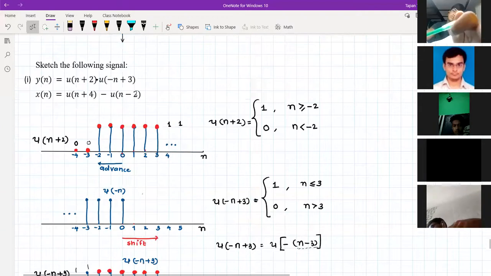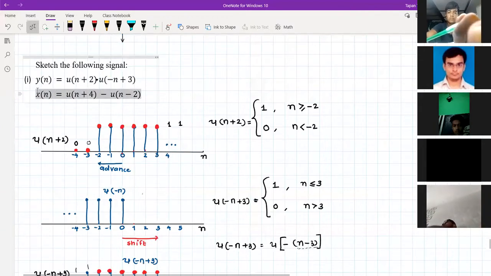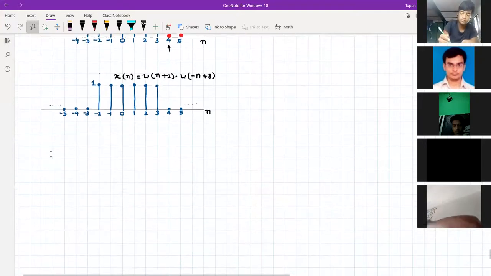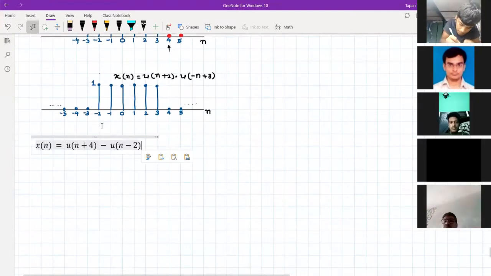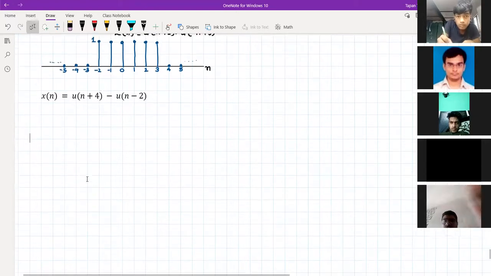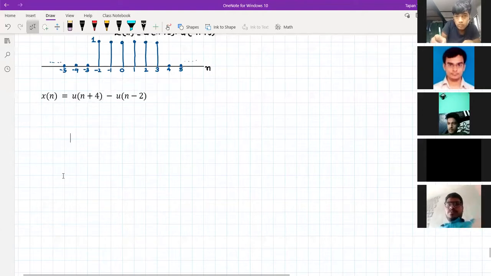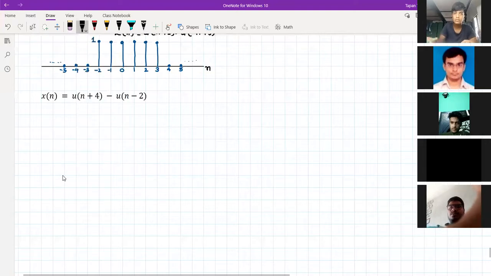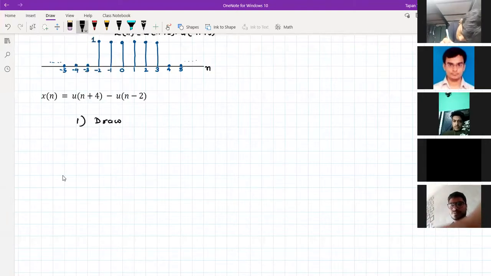Okay. Now the second problem. I'm giving you 10 minutes to solve these problems. Fine. First, you draw u of n plus 4. Step 1, I'm telling you the steps. Step 1, draw u of n plus 4.